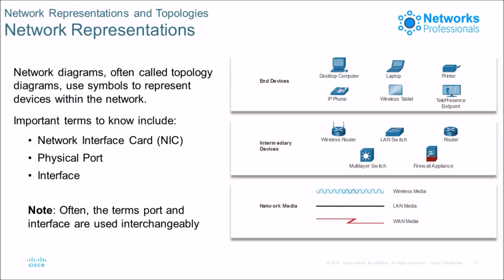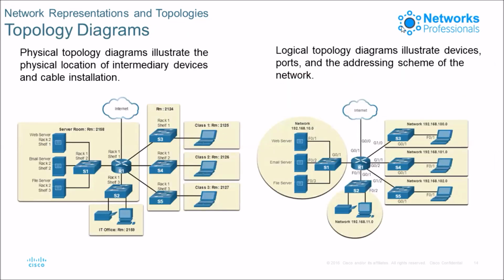Physical port: a connector or outlet on a networking device, like a router or switch, where the media connects to an end device or another networking device. Interface is a specialized port on a networking device that connects to individual networks, because the internet is a network of networks that connect hundreds of millions of computers worldwide. Network representation or topology diagram.